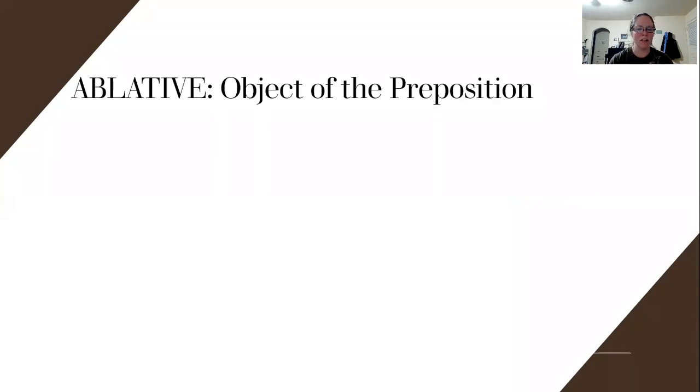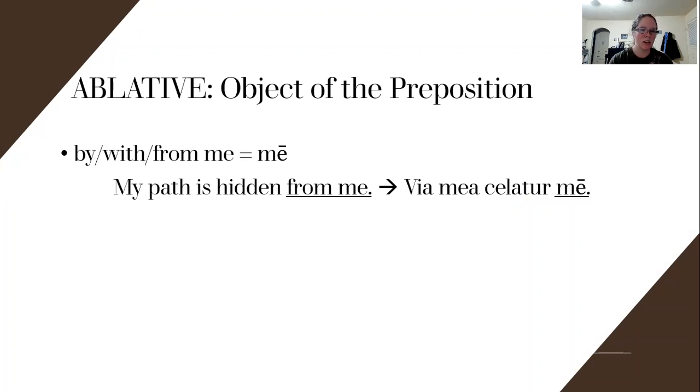Final case, ablative, object of the preposition. We can most commonly translate ablative as by, with, or from. So by, with, from me is also me. We just saw that in the accusative, but it's the same in the ablative. My path is hidden from me. Via mea celata me.